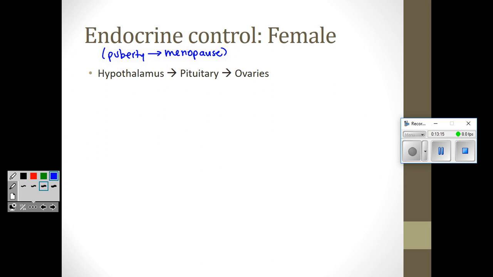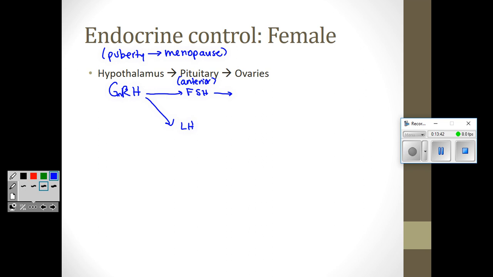Now, like with a male, we start with the hypothalamus that produces GnRH. The anterior pituitary, just like with the male, produces FSH and produces LH. Now, I already wrote down what the abbreviations are. FSH is follicle stimulating hormone. LH is luteinizing hormone.